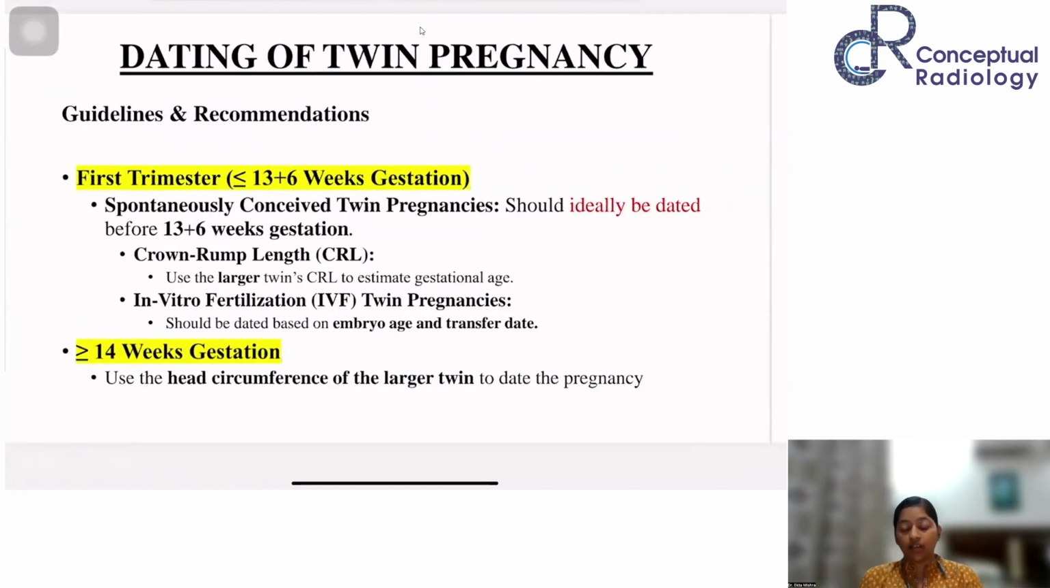Twin pregnancy, you have diagnosed. Okay, how will you date it? Dating is the most important part, as I've repeatedly told you. If dating is correct, then only you can diagnose growth abnormalities. So for dating of twin pregnancy, the best time to date is the first trimester. So in the first trimester, that is prior to 13 plus 6 weeks gestation, in a spontaneously conceived twin pregnancy, you date it in the first trimester ideally by CRL.